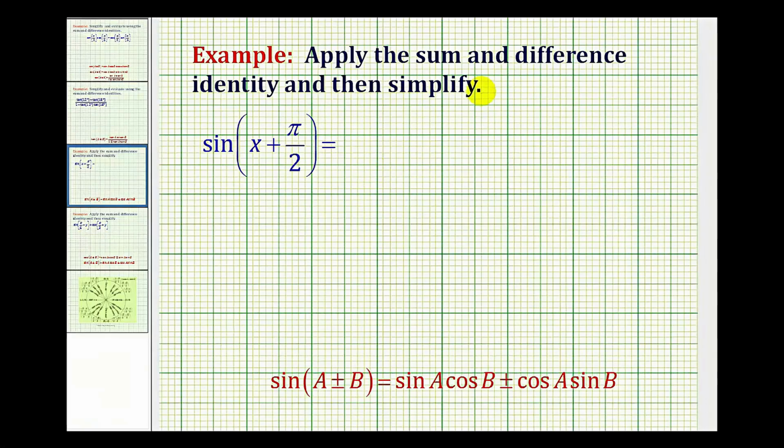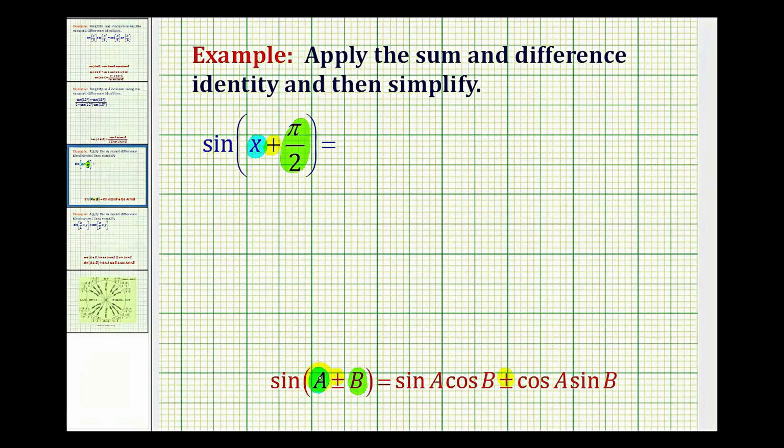Here we want to apply the sum and difference identity and then simplify. So we have the sine of the quantity x plus pi over 2. So using our identity, we know that a is equal to x and b is equal to pi over 2. And since we have a sum of these two angles, this is the top operation here, we'll use the top operation here, which is plus.